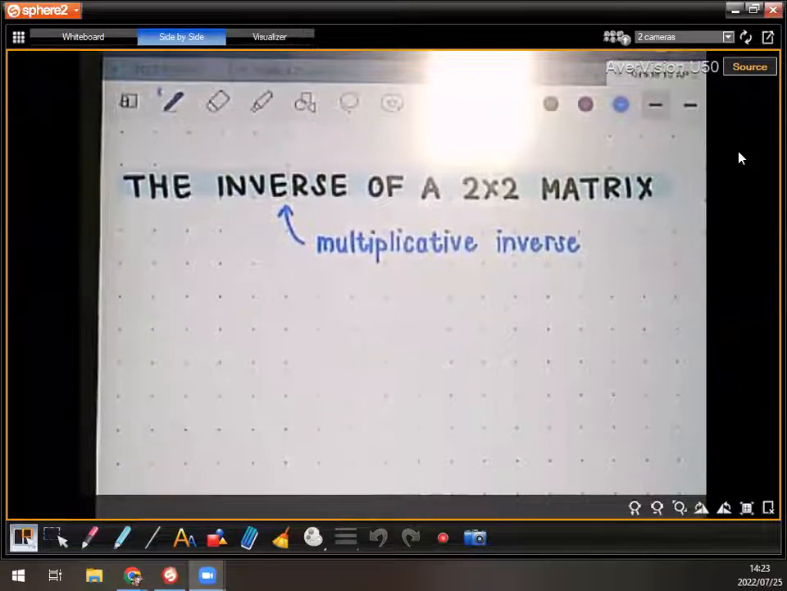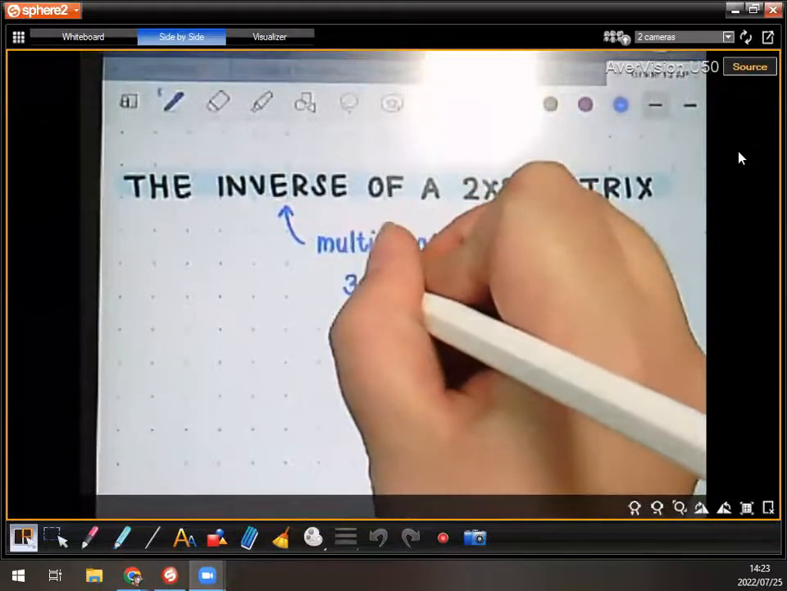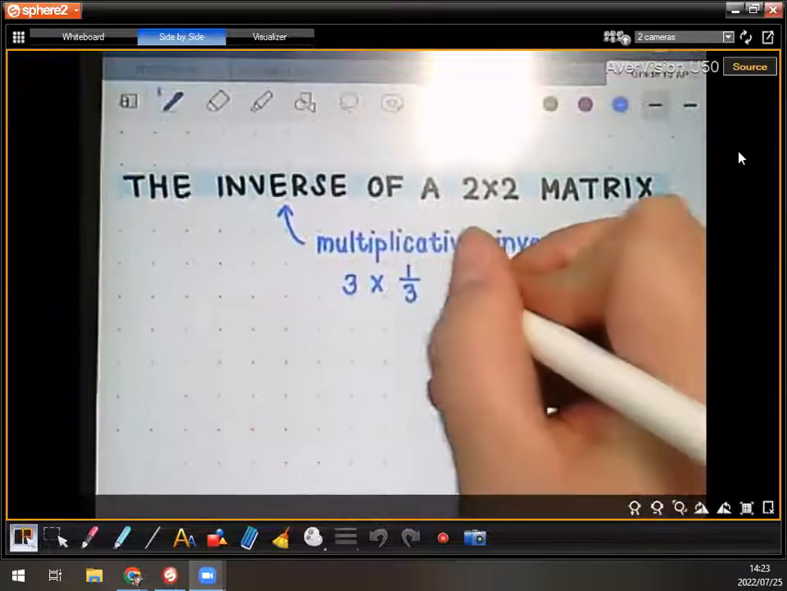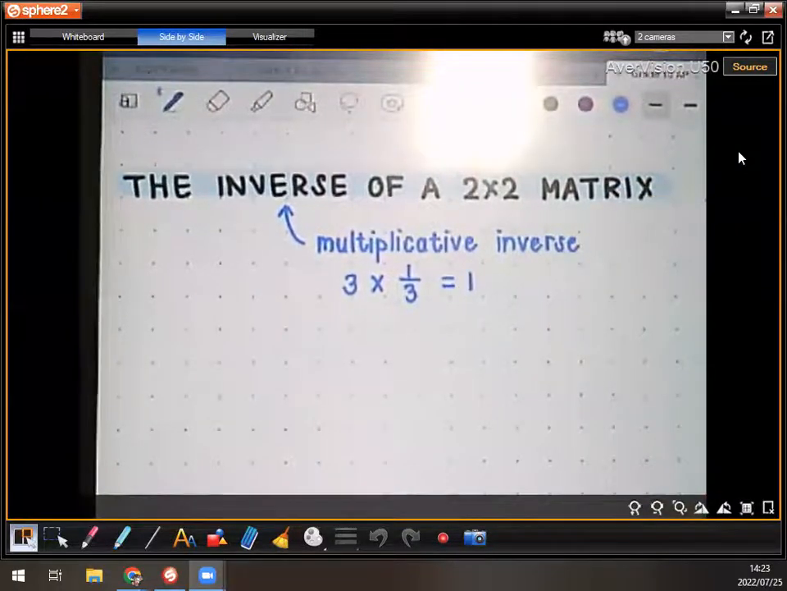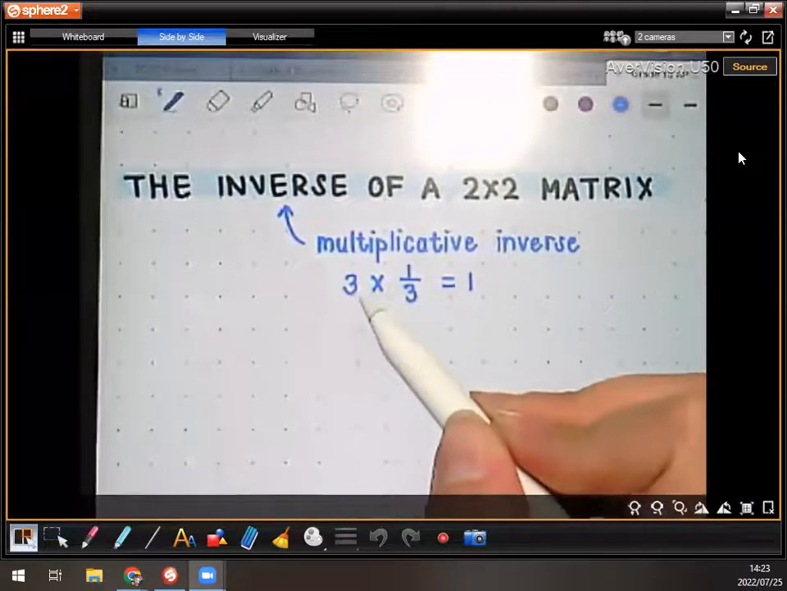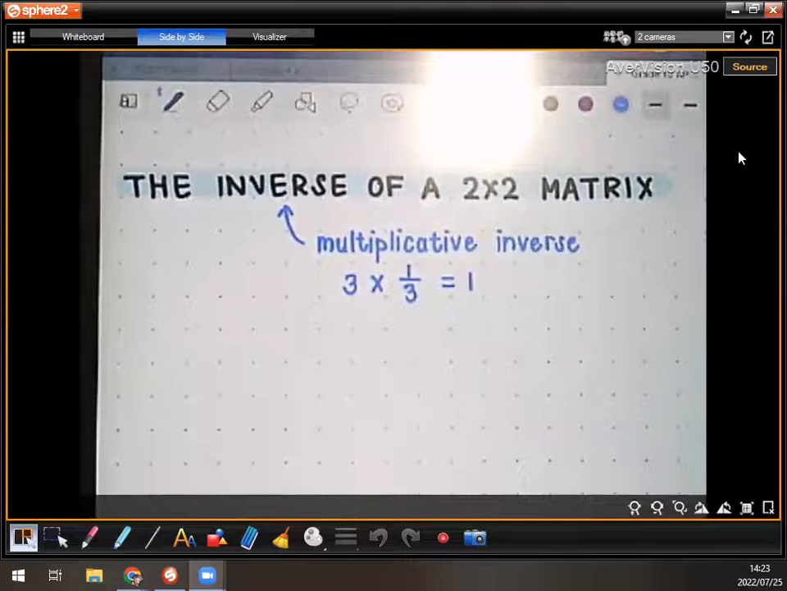So guys, I'm thinking about something like 3 and a third. What happens if you multiply 3 and a third? What's your answer? 1. Now, whenever you have two numbers that when you multiply them by each other the answer is 1, you call those two numbers multiplicative inverses of each other. So 3 and a third are multiplicative inverses of each other. Those are in terms of numbers.